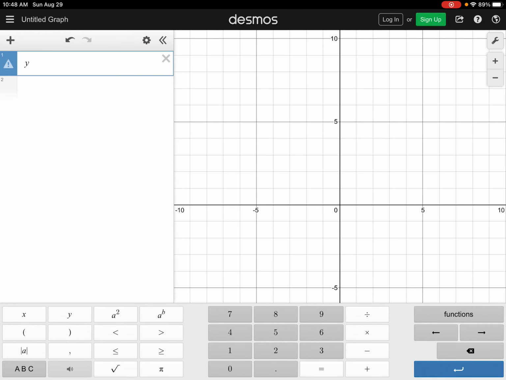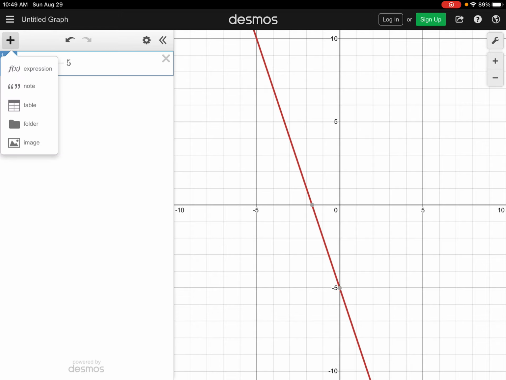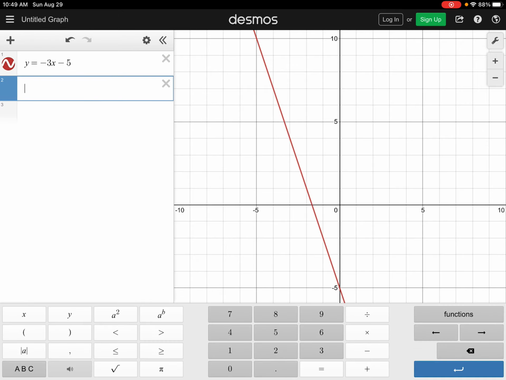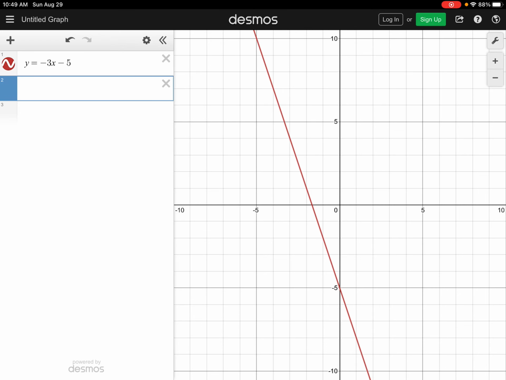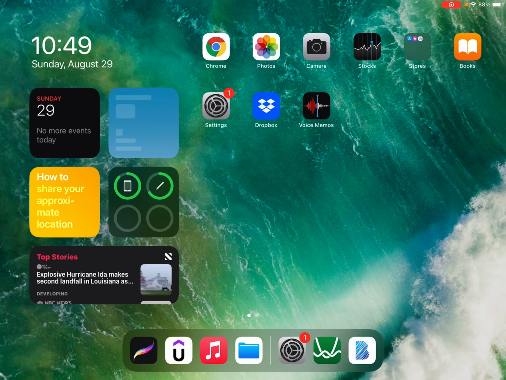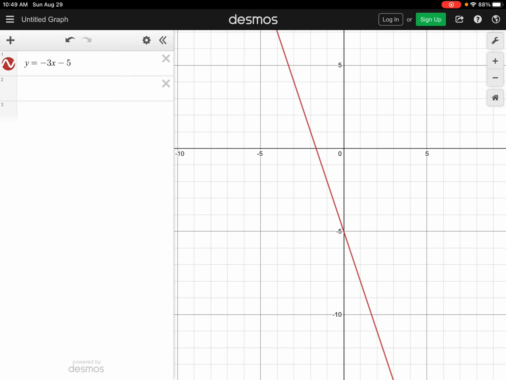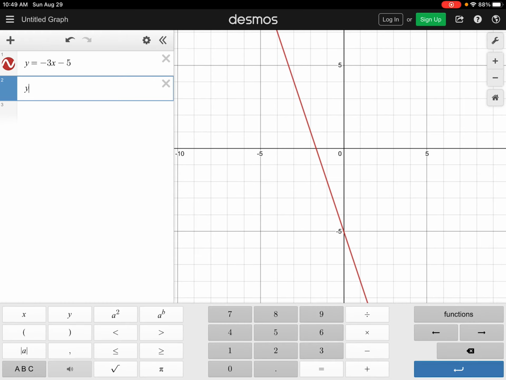So y equals negative 3x minus 5. And we'll do another one here. Y equals negative 10x minus 9.